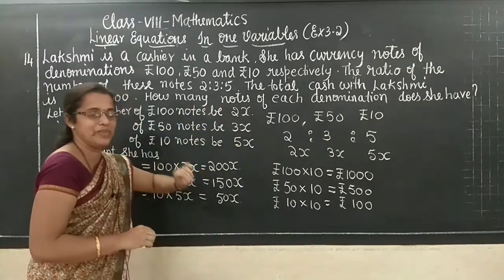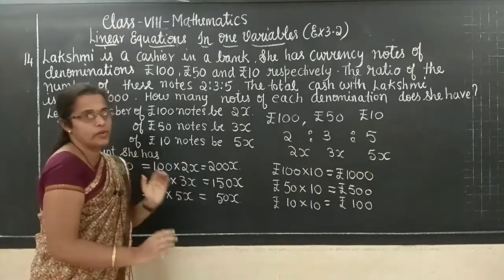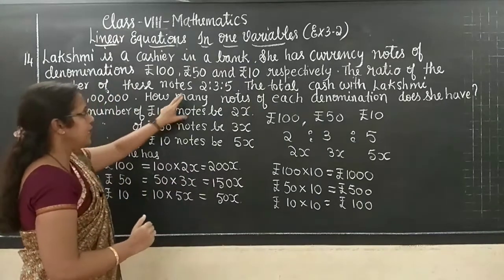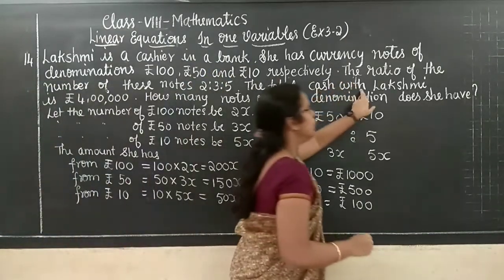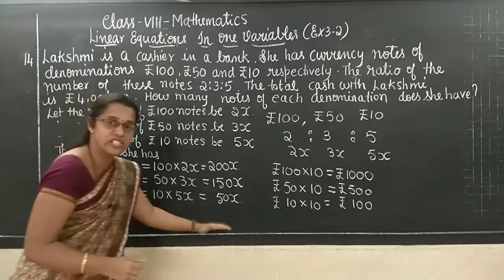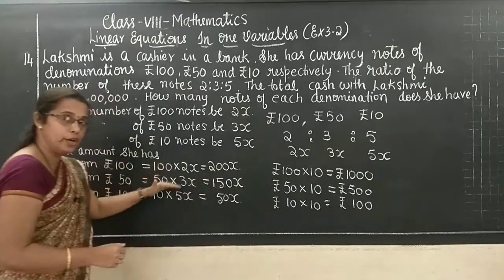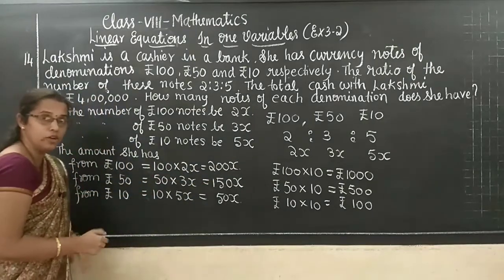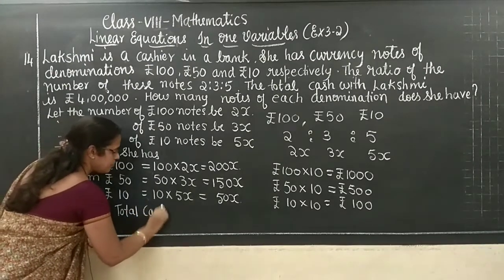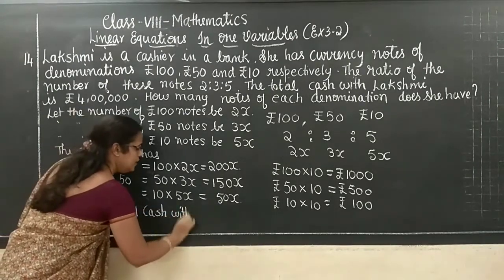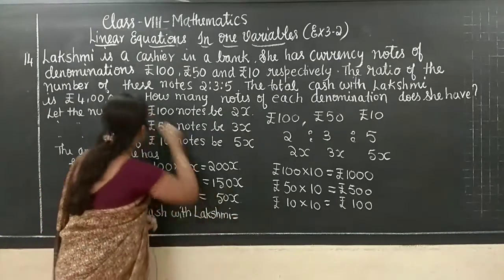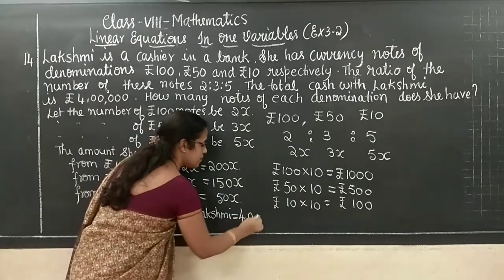Okay, I'm repeatedly saying this so that you do not get confused while adding. Now see what you have to do next. The total cash with Lakshmi is 4 lakh rupees, in the form of 100 rupee, 50 rupee and 10 rupee notes. So, total cash with Lakshmi: how much? 4 lakh rupees.